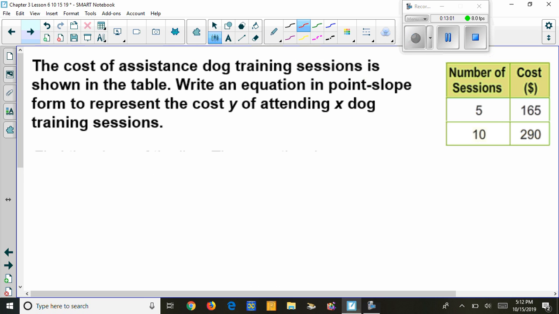I want to do one more problem, and this does pop up on the homework sheet where you guys are going to have a word problem accompanied by a table, and you'll have to figure out how to piece it all together. So let's start. The cost of assistance dog training sessions is shown in the table. Write an equation in point slope form to represent the cost Y of attending X dog training sessions.